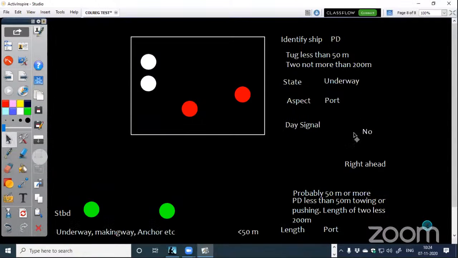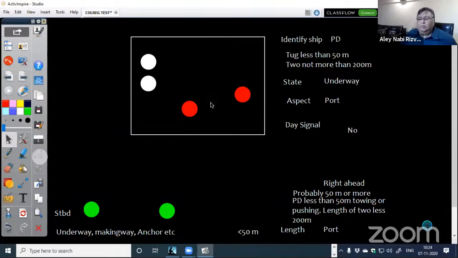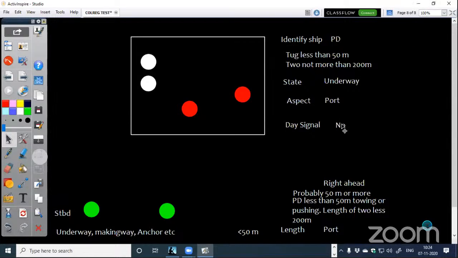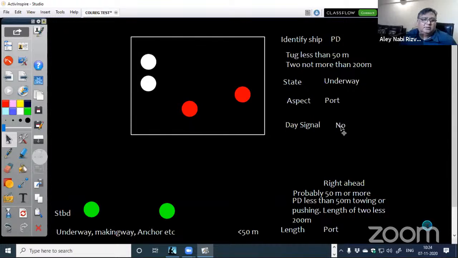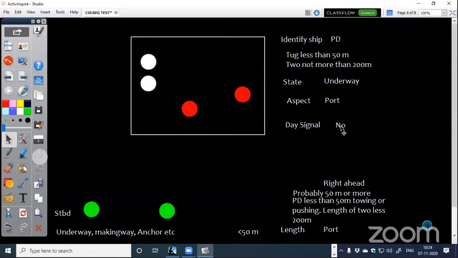Any guess about the day signal? Nothing, sir. Now let's do. Sir, if we see from port, the vessel being towed, its stern light will not be visible. I'm looking from the port beam, right? Yes, sir. What is the arc of the stern light? Okay, fine.